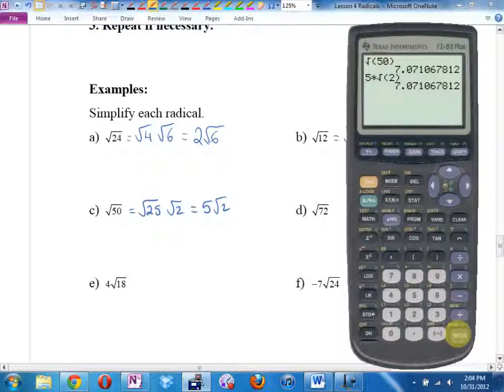Okay? Are there any perfect squares left inside? 2 is what times what? Nah. Are there any perfect squares hidden left inside the 6? 6 is what times what? I can't get a 4 or a 9. Yeah, good.